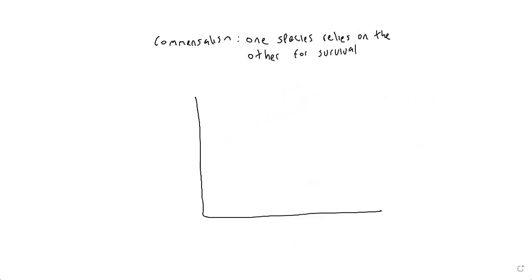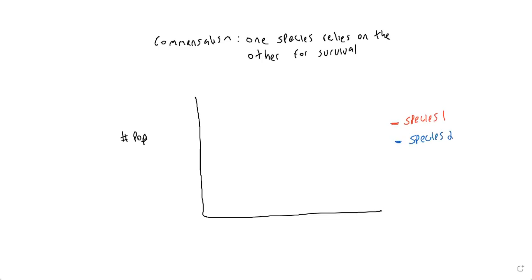Okay, now the next one is going to be called commensalism. In commensalism, one species relies on the other for survival. If we're going to do a graph here again, with Y being population numbers, we'll go ahead and say species one. Now, it's important to note with commensalism, one species benefits, the other is not affected at all.